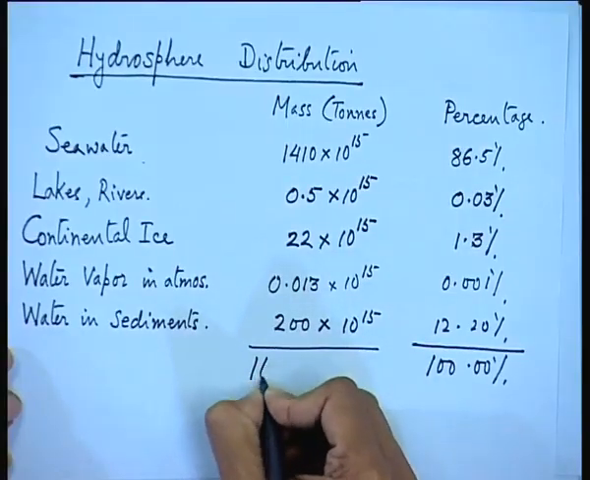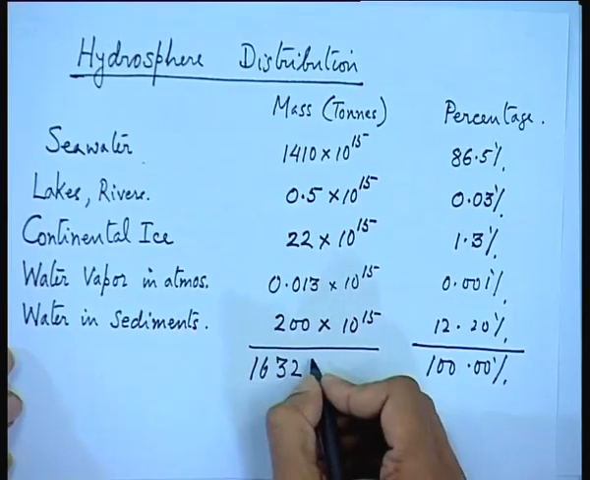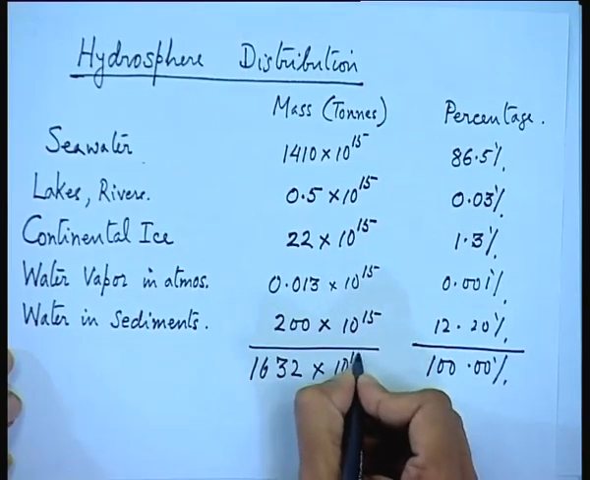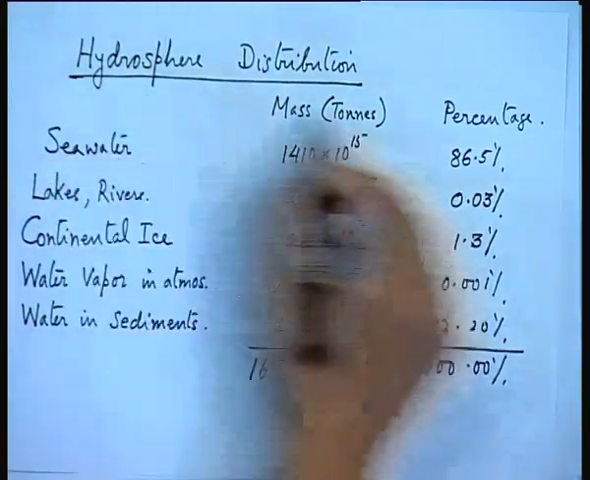Foundations or structures have to be designed in the ocean on sediments which are basically saturated with water. Unlike on land, where you may have dry sediments, in the oceans it is wet, saturated sediments. So, these are the two types of sediments which you find, different from land and water. The total mass you can add up, and this comes to 1632 multiplied by 10 to the power 15. So, this is the hydrosphere distribution.